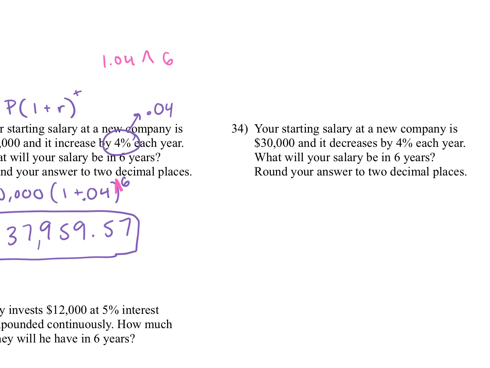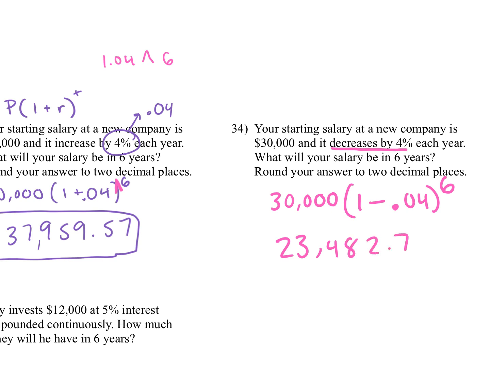34 is a little bit different here. Our salary decreases by 4% each year. So it would be 30,000 is our principal again. What happens when we decrease? You subtract in the middle, so it'd be 1 minus 0.04 to the power of 6. So again, put it in the calculator. So we get 23,482.73.